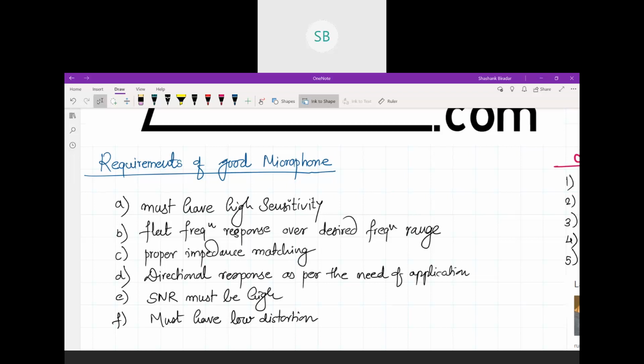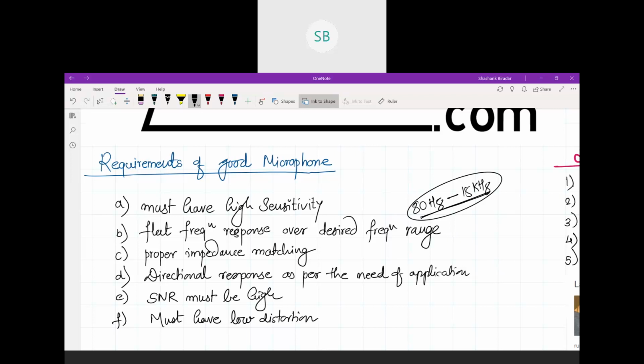The flat frequency response over desired frequency range. So you must have a flat frequency response for a particular range. Let's say a particular microphone has a frequency response within 80 hertz to 15 kilohertz. It must have flat frequency response within this range, because if the response is not flat, then you may face some kind of issues at the time of amplification and at the loudspeaker side, at the output side.